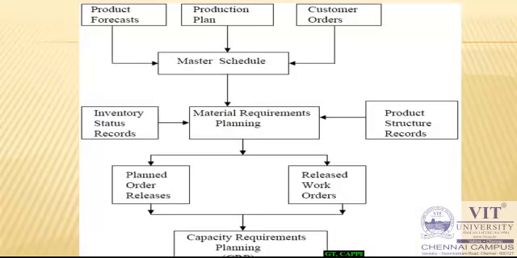MRP is material requirement planning. We need three major inputs: the master production schedule, the bill of material and the status record. By using these three, we have to generate how much material is required, when it is required, and when you have to give the order. Based on that, you have to generate a route sheet. That route sheet will be the output of the MRP system.